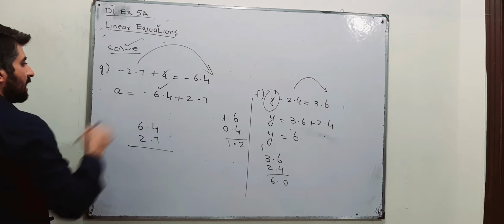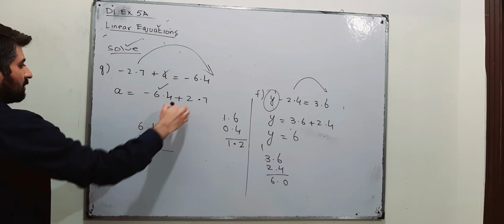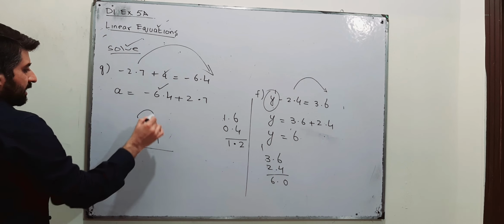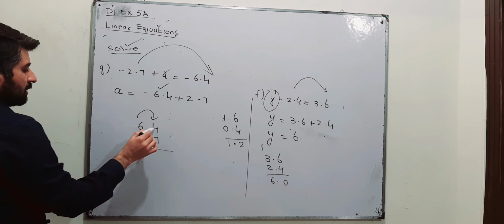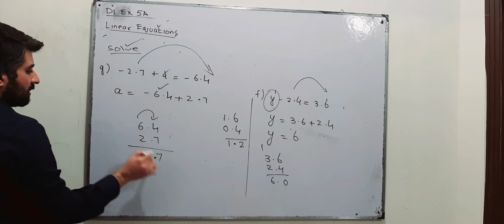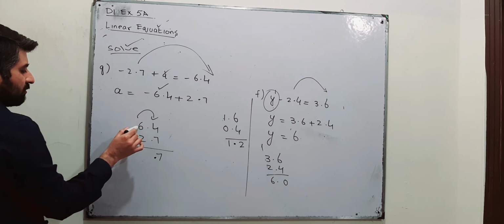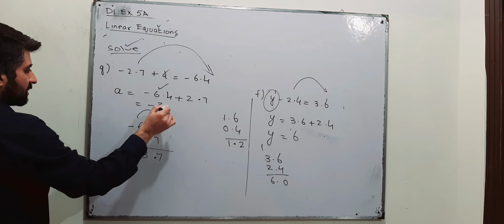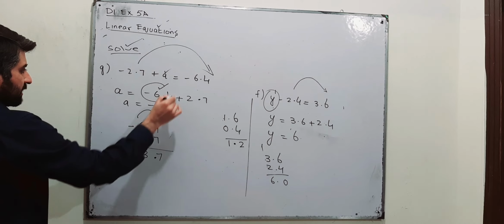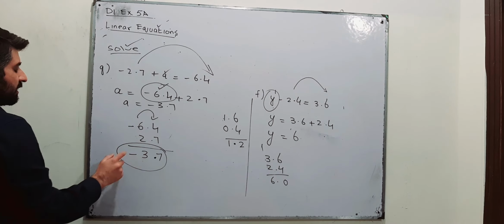This is a large number and it has a negative sign. Answer will be negative. This is a small number. So I will carry 1 from 6 to 4. It will become 14. 14 minus 7 is 7. Because I have carried 1 from here to here, it has become now 5. 5 minus 2 is 3. Because this was negative, the answer will be negative. So answer is minus 3.7. The bigger number has a negative sign, so the answer will be negative.